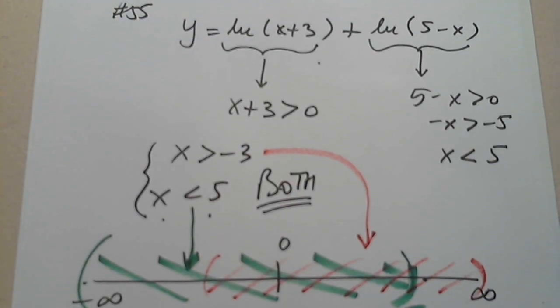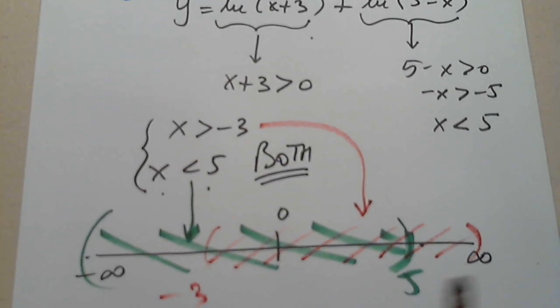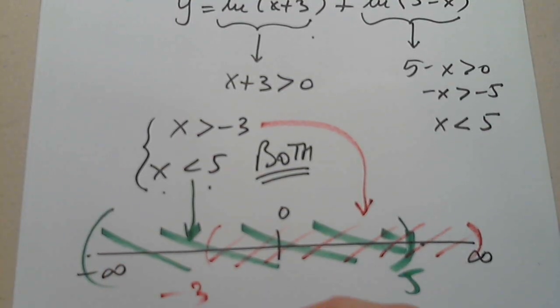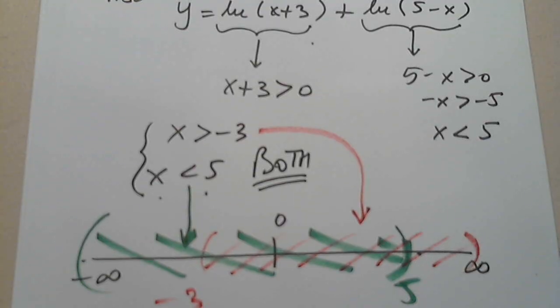I need the territory that has both colors, the red and the green at the same time, and that is the domain of the entire function. Can anyone give us the domain of the entire function? Both colors at the same time. -3 to 5. Thank you. That's all there is to it. That's where both colors exist.